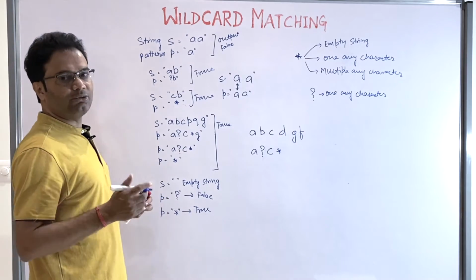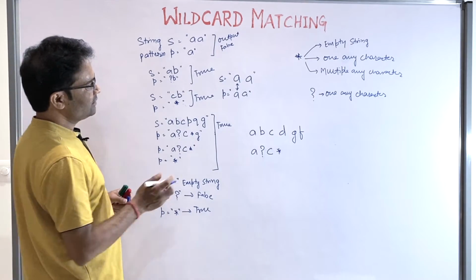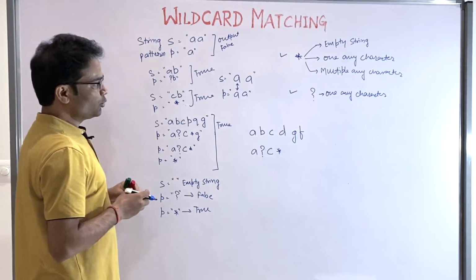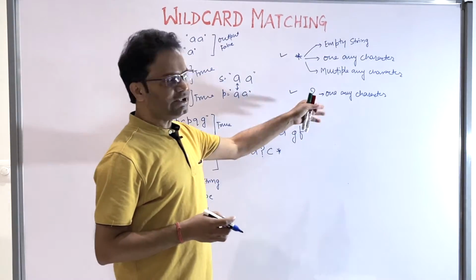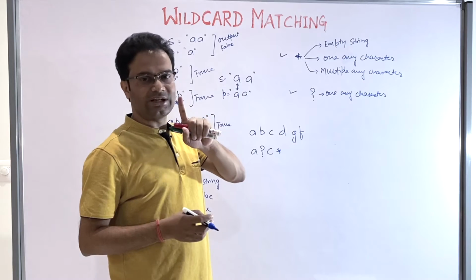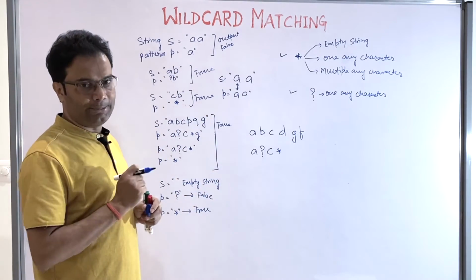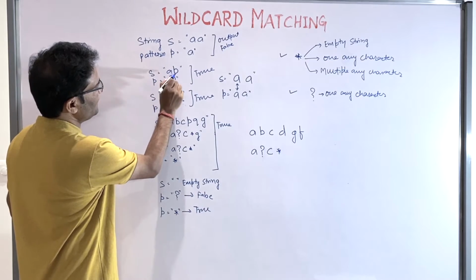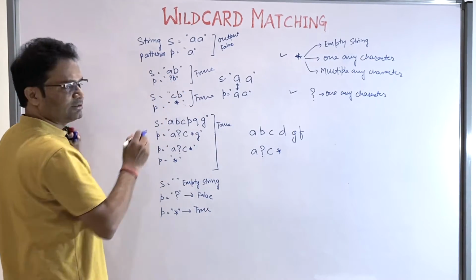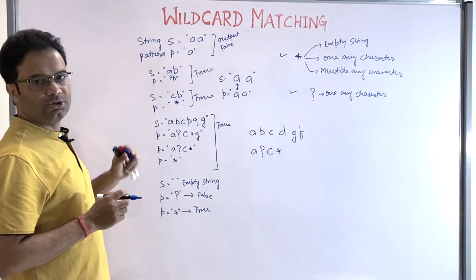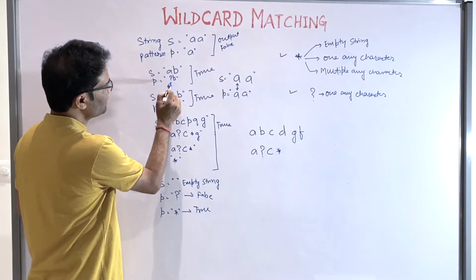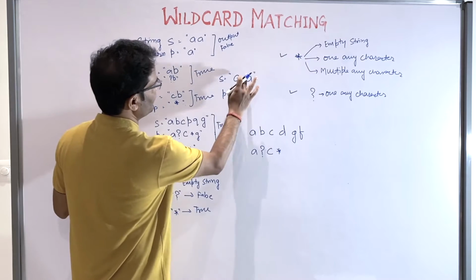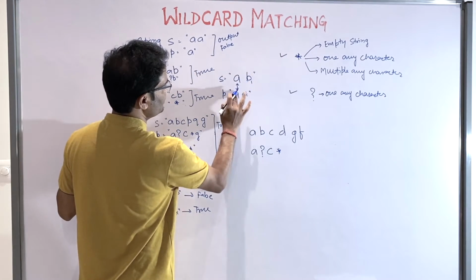But in the pattern, we have two very unique characters. One is the asterisk and one is the question mark. Question mark always represents any character, but only one character, and that should not be empty. So in this case, if your string is AB and the pattern is question mark and B, it is true, because here the question mark can represent A, and then of course B matches B, right?